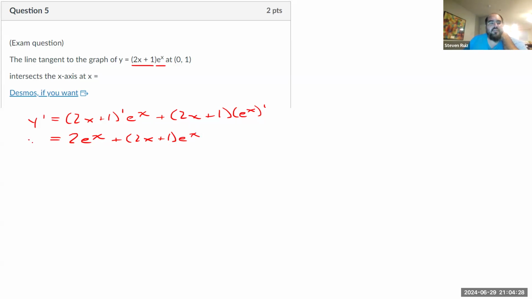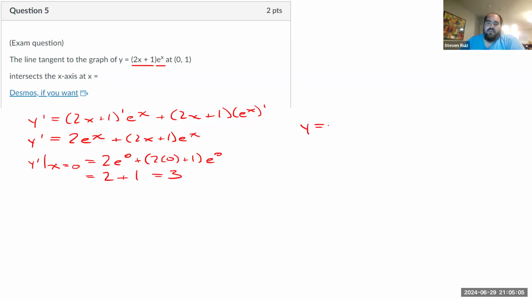So what do I want to do with this derivative? Well, I need this to find the slope of the tangent line. So I'm going to evaluate this where x equals 1. So that'll be 2 e to the 1. No, I'm sorry. X equals 0. So 2 e to the 0 plus 2 times 0 plus 1 e to the 0. So I get 2 plus 1. I have a slope of 3.